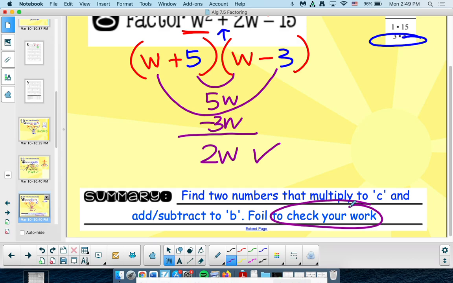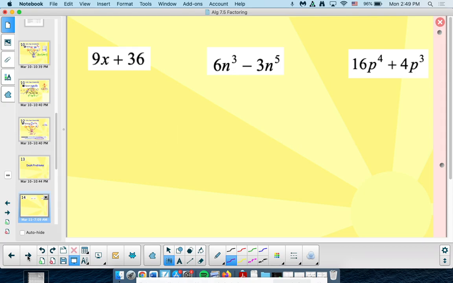So let's do these two. Take out the greatest common factor. So pause the video, do these on the back of your flip book, and try them out. I'm going to do them right now too. Okay, so I hope you paused the video. Now you can check your work with me.